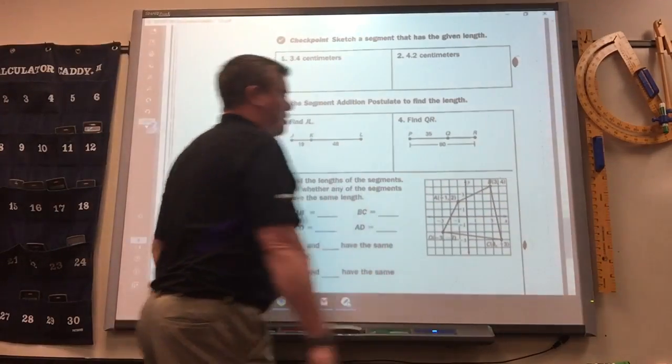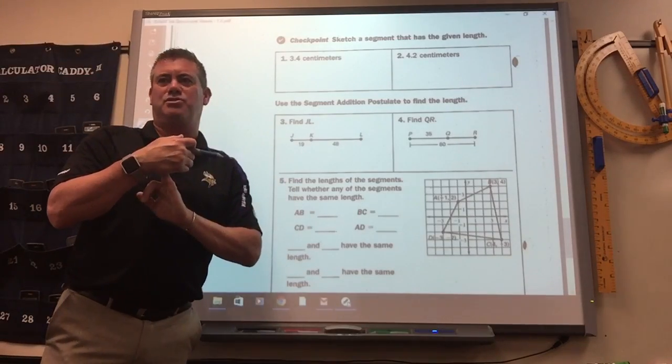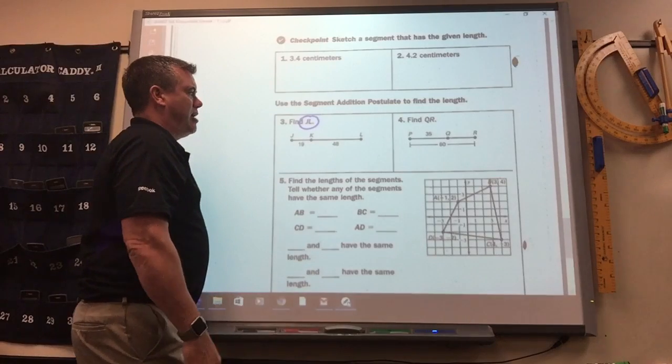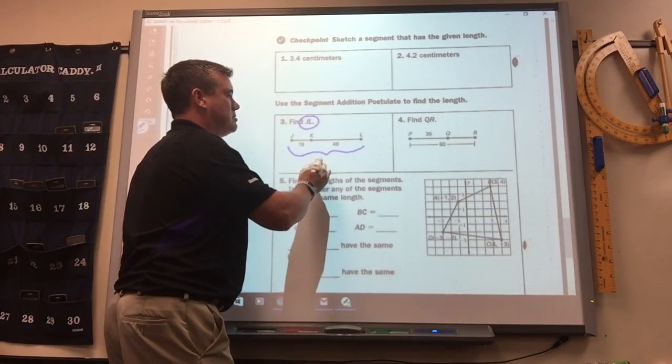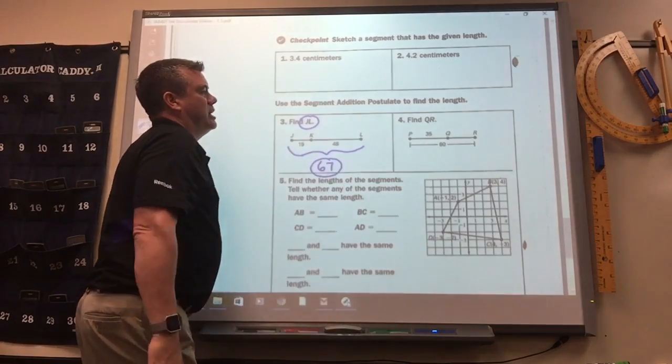So here again, we're doing distance formula and segment addition postulate. All they want you to do is they're wondering how long is JL. About 6. 67. 19 plus 48. Good job, close.